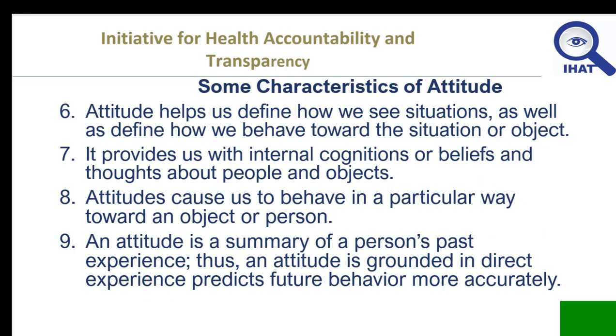Furthermore, attitude helps us define how we see situations as well as define how we behave toward the situation. It provides us with internal cognitions or beliefs and thoughts about people and objects. Attitudes cause us to behave in a particular way towards a person. An attitude is a summary of a person's past experience. Thus, an attitude grounded in direct experience predicts future behavior more accurately.